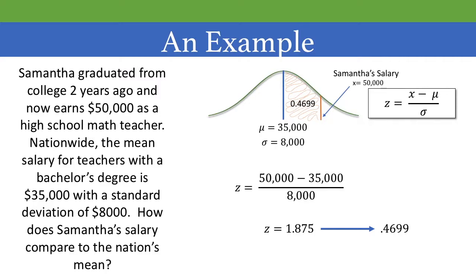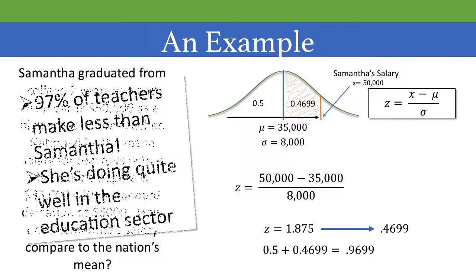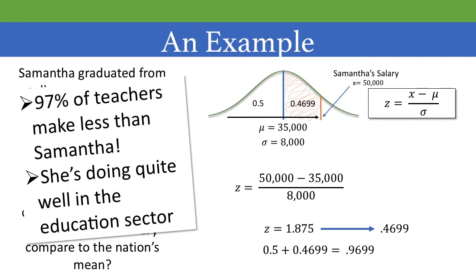If we look at the entire area below Samantha, we just have to add in the 50% on this side of the curve. So 0.5 plus 0.4699 is 0.9699, which means that 97% of teachers make less than Samantha. So we can see she's doing quite well in the education sector.